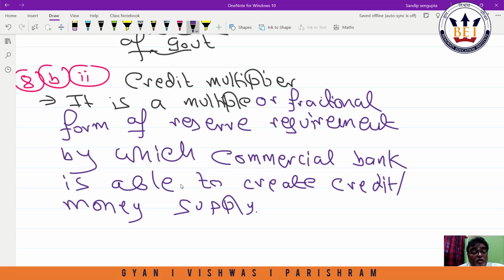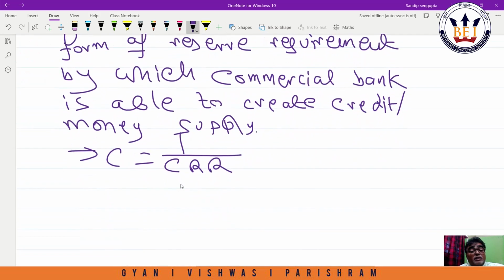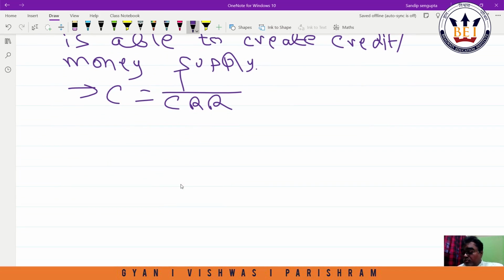That is how to write this. C is equal to 1 by CRR, cash reserve ratio. Some people call it legal deposit ratio, but CRR is more than enough. It's common sense. First, let me explain the excess reserve part. Two parts I am explaining first, then less reserve will come easily.